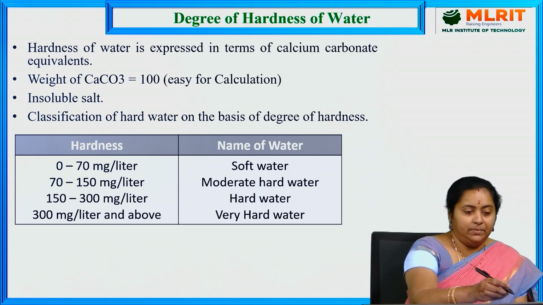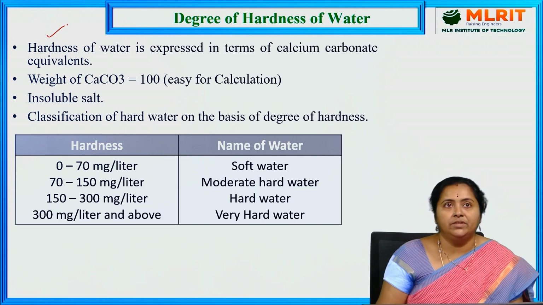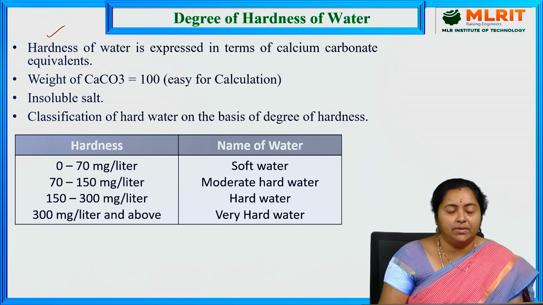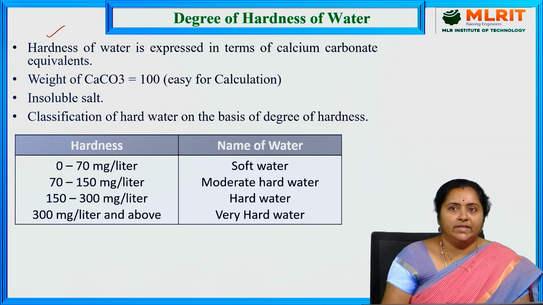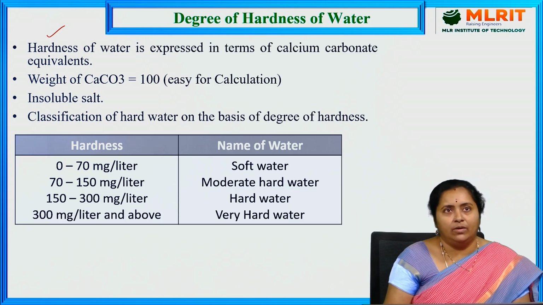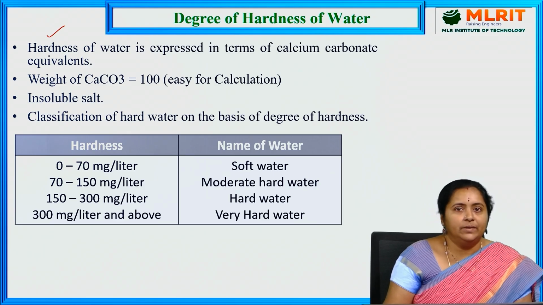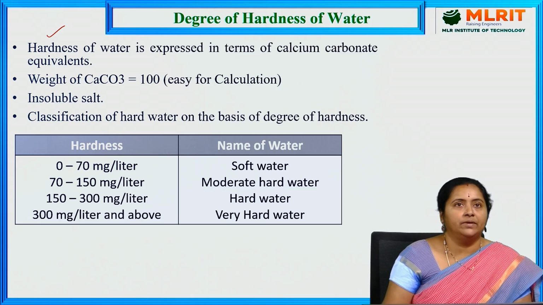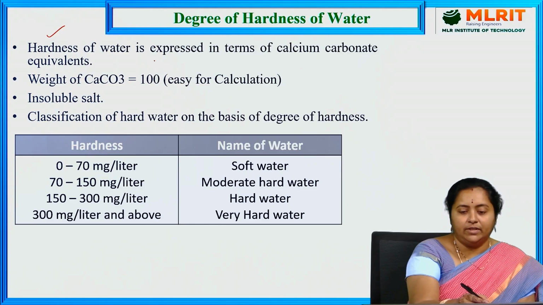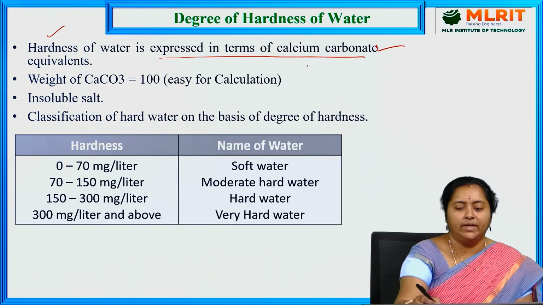As I explained in the previous class, hardness of water is purely due to the presence of salts of calcium and magnesium, like calcium bicarbonate, magnesium bicarbonate, calcium chloride, magnesium chloride, calcium and magnesium sulfates. Sometimes all 6 salts are present together, sometimes few, or sometimes at least one salt is present. These are able to impart a property called hardness. So hardness of water is expressed in terms of calcium carbonate equivalence.